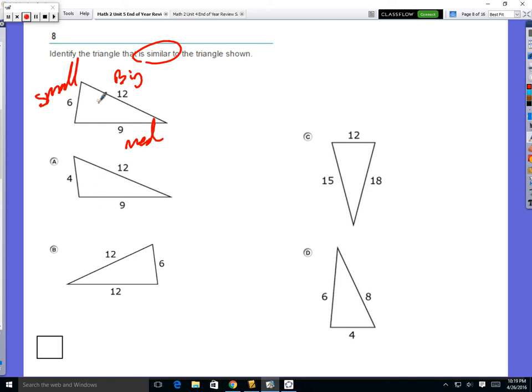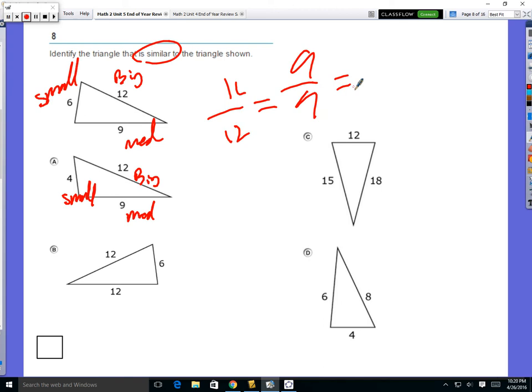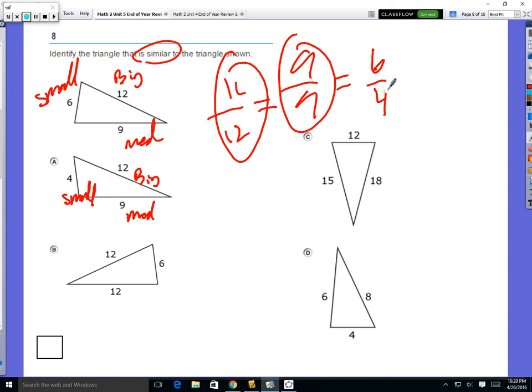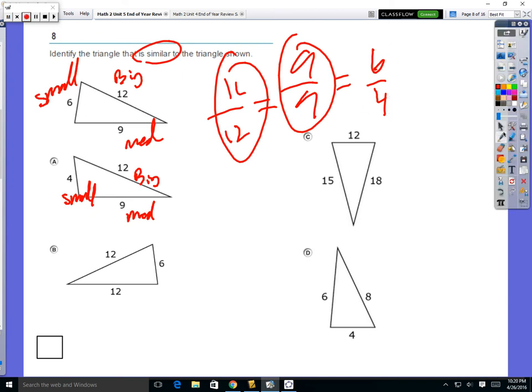So we're gonna compare this to, let's see, pick one. So if we pick A, this one is the big, and this one is the medium, and this one is the small. Okay, we're going to kill A because look, compare the big to the big. 12 is to 12, medium to medium, 9 is to 9, and then compare the small to the small. 6 is to 4. These are congruent, these are congruent, these are different. So they are not the same shape.